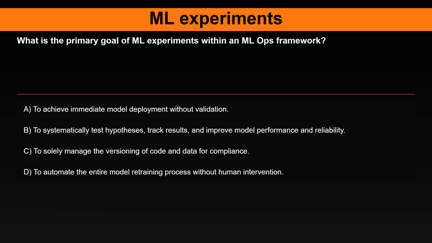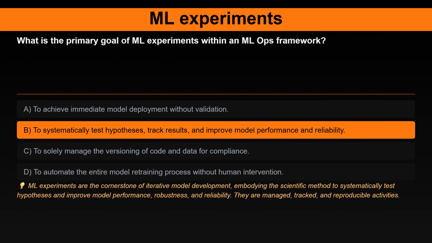Question 19. What is the primary goal of ML experiments within an ML Ops framework? Option A. To achieve immediate model deployment without validation. Option B. To systematically test hypotheses, track results, and improve model performance and reliability. Option C. To solely manage the versioning of code and data for compliance. Option D. To automate the entire model retraining process without human intervention.